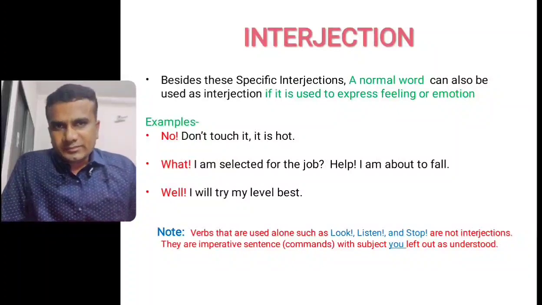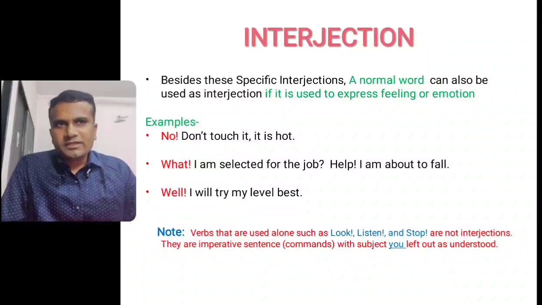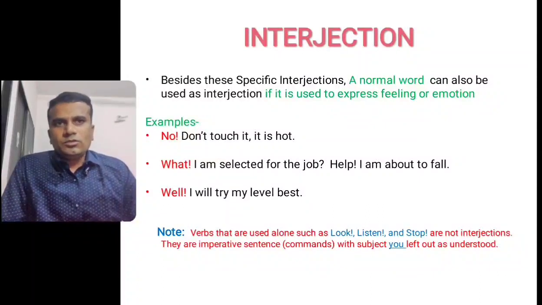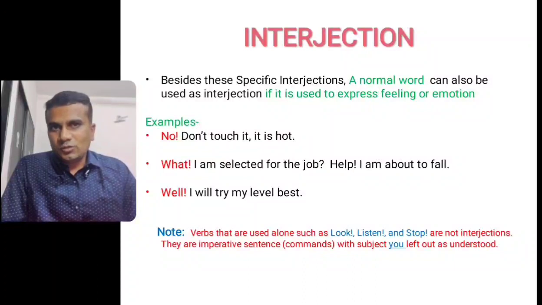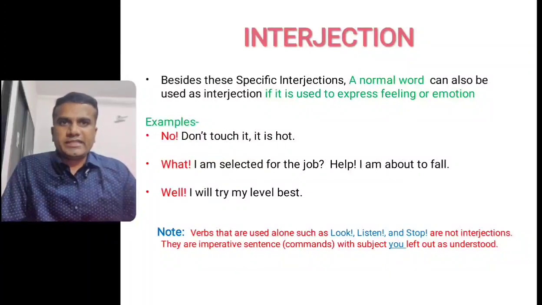Besides these specific interjections, a normal word can also be used as an interjection if it is used to express feeling or emotions. Means a normal word can be used as an interjection. There are some examples. No, don't touch it. It is hot. Here, no is a normal word. However, here, no can be used as an interjection, and in the sentence you will find no is used as an interjection. In the next example, what is again a normal word, but here it is used as an interjection.